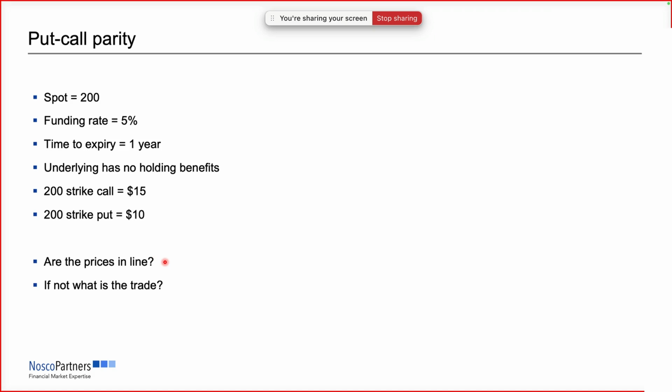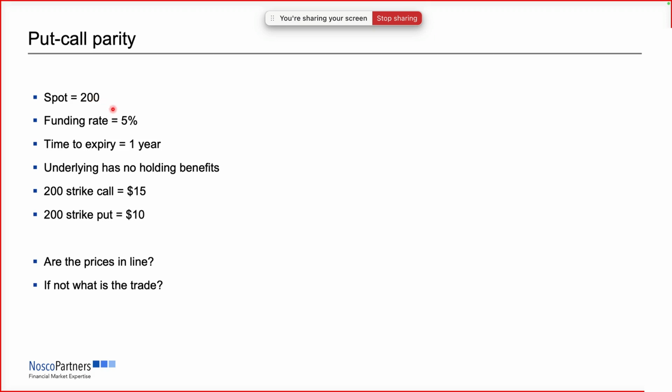We know that put call parity sets a relationship between the price of the call and the price of the put. And then, of course, if they are not in line, if there's an arbitrage possibility, what is the trade? Now, this is quite simple, right? So what we see, the options have the same strike. One has to be in the money and the other one has to be out of the money. So it seems the call is in the money because it's more expensive than the put. So let's briefly check that.